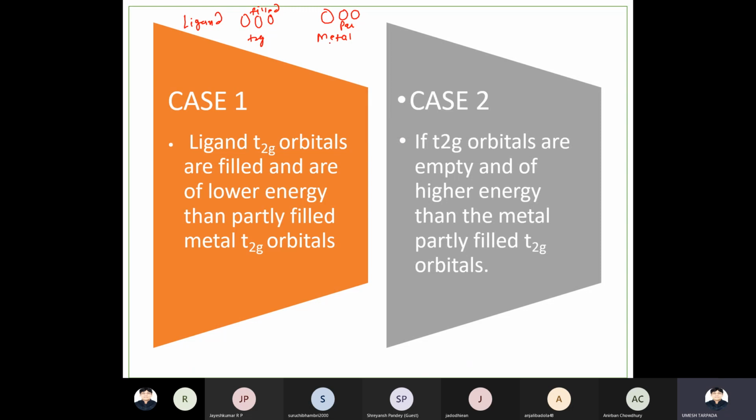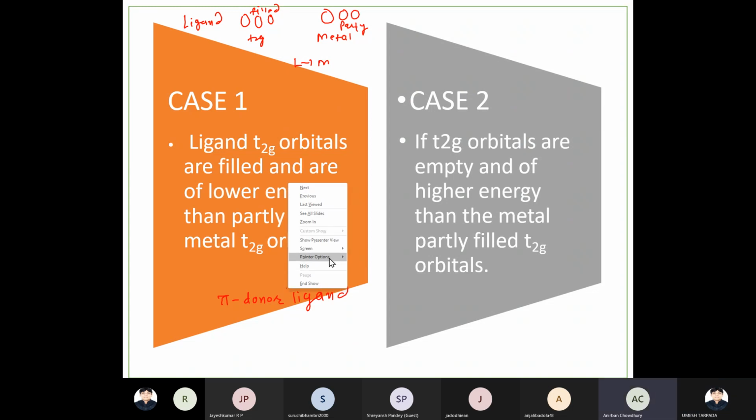तो कौन किसको इलेक्ट्रॉन देगा? Ligand to metal. Yes, so one is ligand to metal, तो इसको बोलते हैं pi donor case. This is possible with pi donor ligand. ये कब possible होगा? Metal in high oxidation state, when ligand is pi donor.